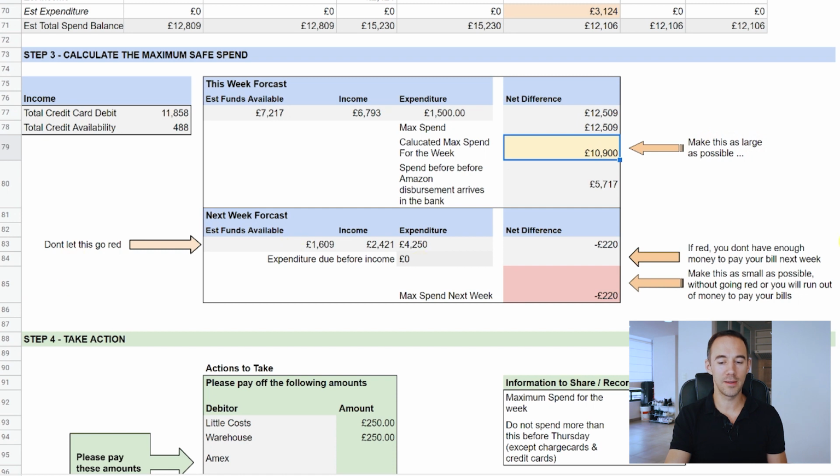Don't let this go into red. If it's red, you do not have enough money to pay your bills next week. Make this as small as possible without going into red, or you'll run out of money. So we want to make this number as small as possible without it going red.